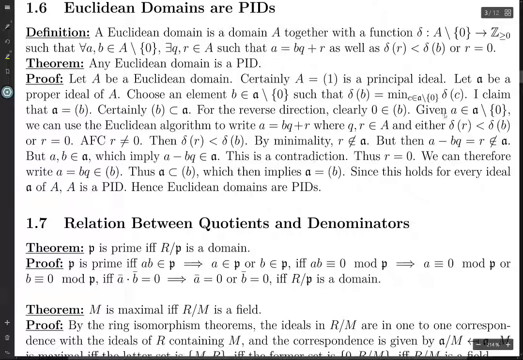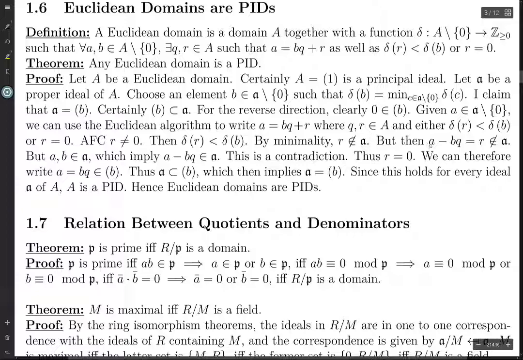So now suppose you have some non-zero element A in the ideal A. Use the Euclidean algorithm to write A as BQ plus R, where Q and R are elements in the ring, and so by the Euclidean algorithm, either delta R is strictly less than delta B or R equals 0. If we assume for contradiction that R is not 0, then delta R is less than delta B. By minimality, this is where B was chosen over the elements in the ideal, that means that R is not in the ideal A.